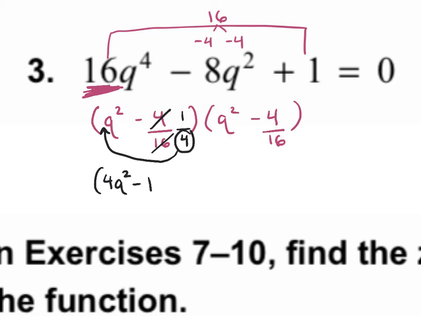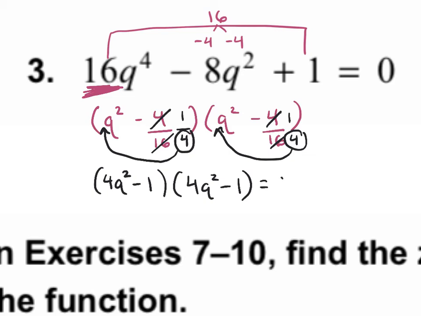And this we do the same thing. It simplifies to 1 over 4. We take the denominator, whatever is left of it, and bring it out front. So this is 4q squared minus 1. It's equal to 0. And then next we just solve it from here. So we set both of them equal to 0. 4q squared minus 1 is equal to 0, and 4q squared minus 1 is equal to 0.